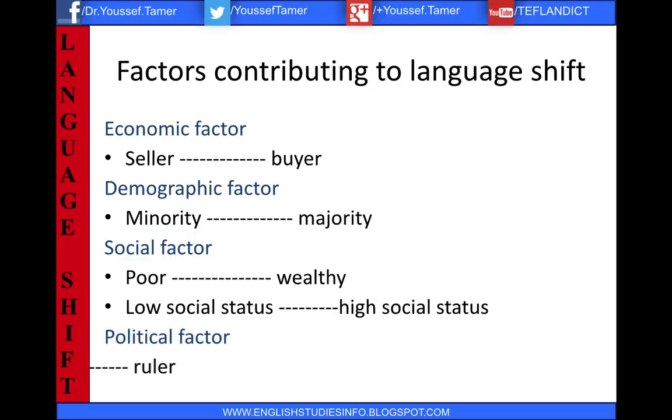Political factors. This is the ruled versus the ruler, especially in colonization. So these are the categories of factors that can contribute to language shift. And we're going to see concrete examples illustrating each one of these factors. Okay?